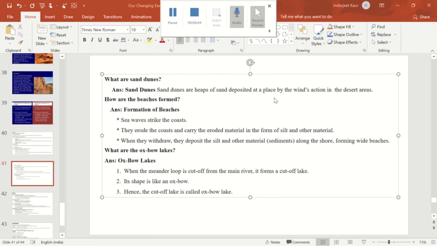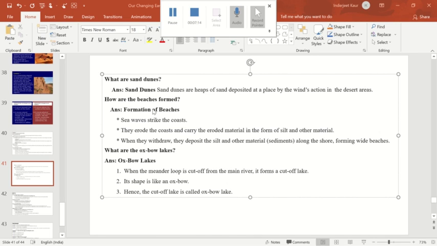Wherever the wind blows, it takes that sand along with it, and where the wind is slow or cannot carry that sand, it deposits that sand over there. So, this is the deposition work of wind. So, wind deposits the sand from one place to another place and makes a heap of the sand. This is known as sand dunes.